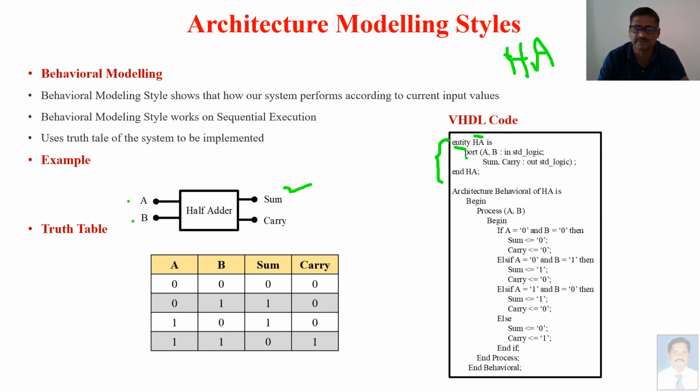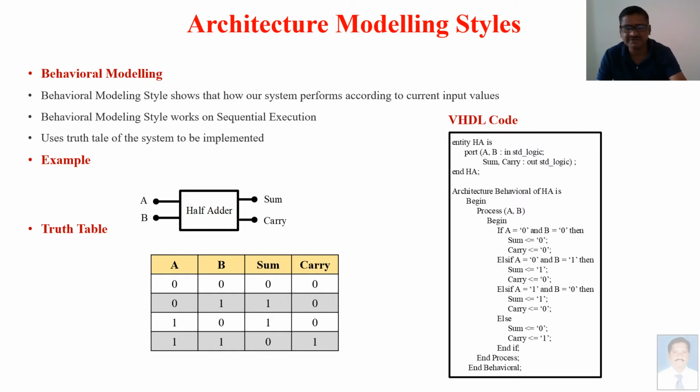Then port declarations, we have A and B. This is one port, A and B colon in std_logic. This is input declaration. Then we have the two output ports, sum and carry. This is sum comma carry. Its direction is out, and the type is std_logic, followed by the bracket, followed by the semicolon, and end HA. This part is the entity declaration part. Is it right?